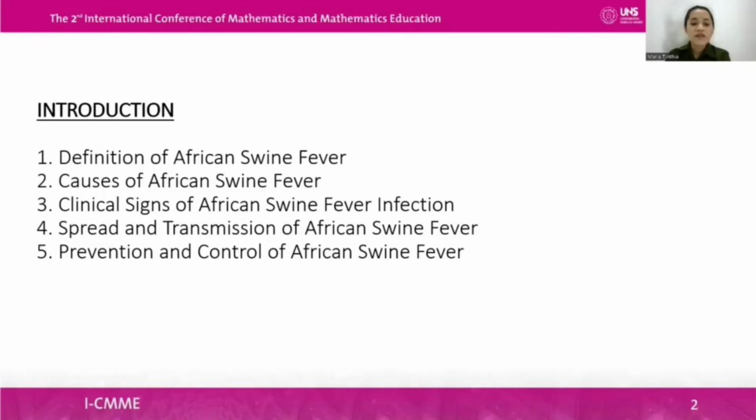Prevention and control of African swine fever. To date, no vaccine has been found for the prevention of ASF disease. Therefore, the main strategic step in preventing the spread of ASF is through the implementation of good biosecurity and management of pig farms, as well as strict and intensive supervision for high-risk areas.